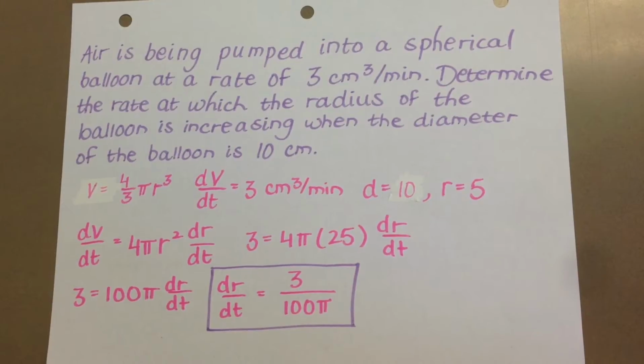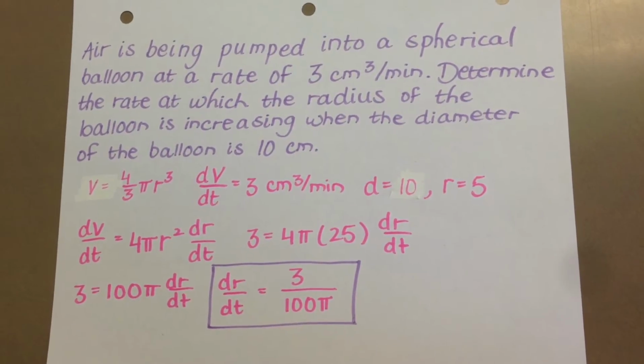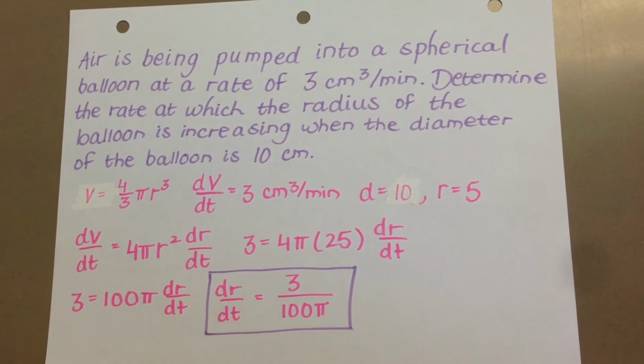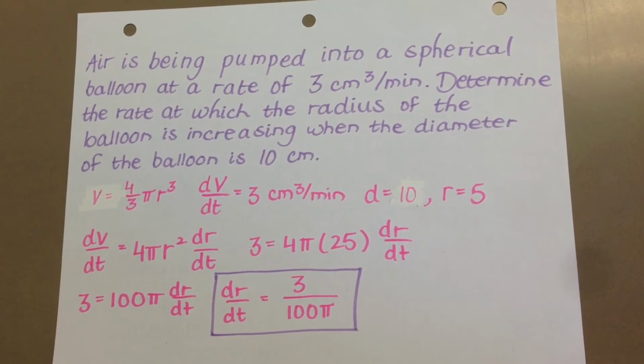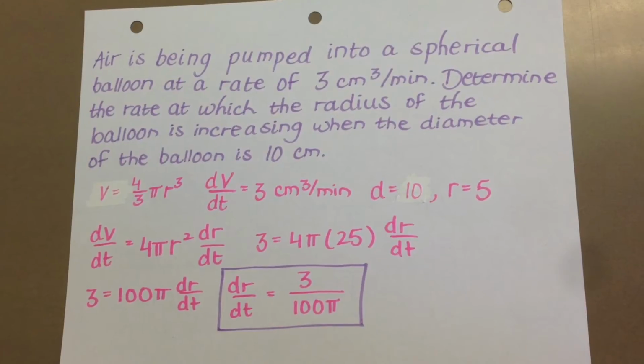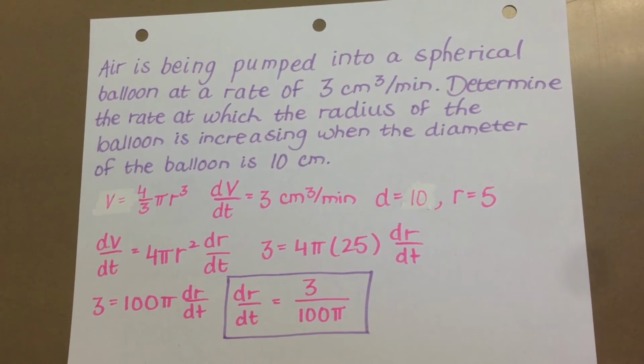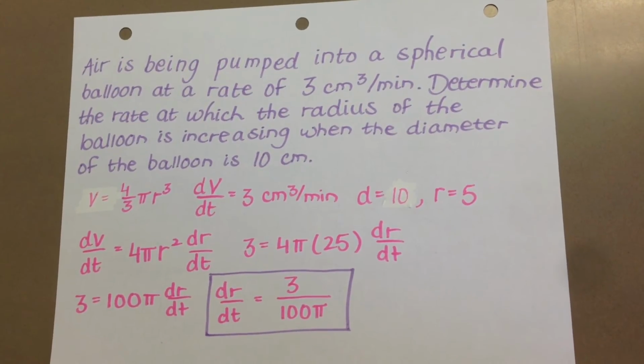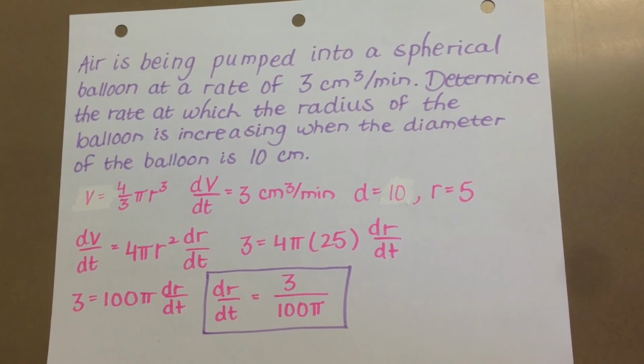They also give you the diameter, which is 10, so you know the radius because you divide by 2, so you know the radius is 5. So now you just derive the volume equation, so then it gives you dV over dt equals 4 pi r squared dr over dt. And dr over dt is what you're trying to find because it's the rate at which the radius of the balloon is increasing.